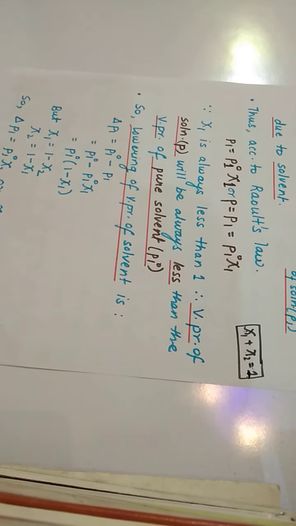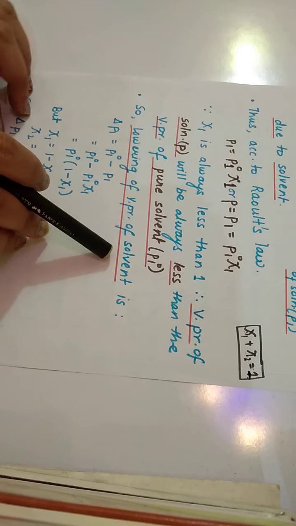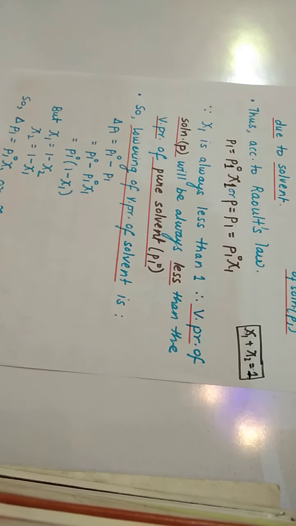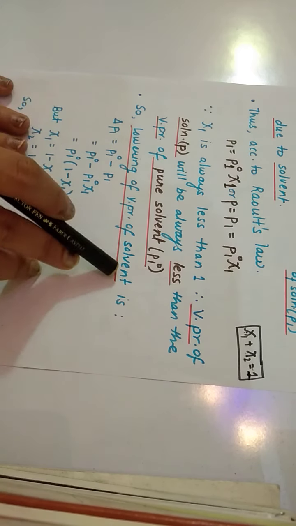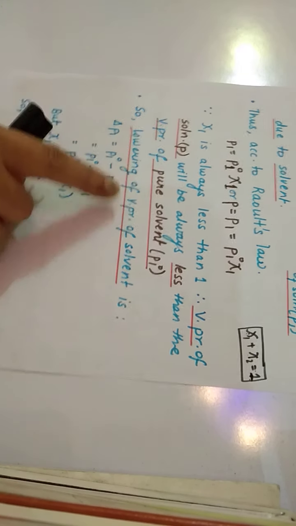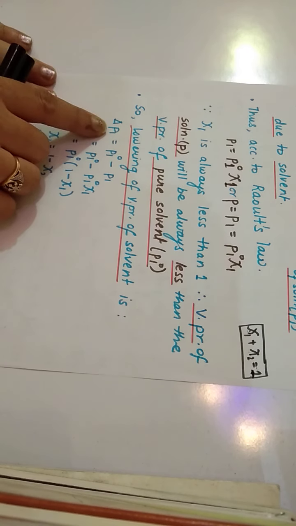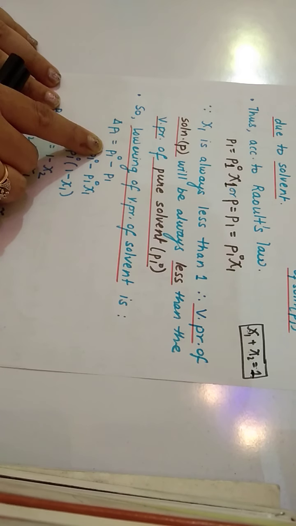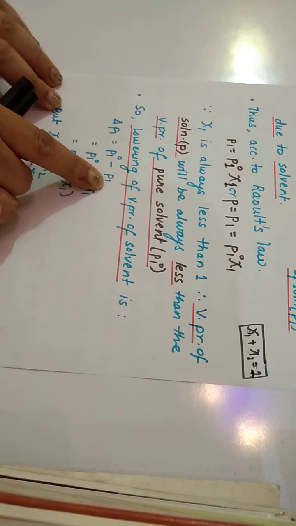So the lowering of vapor pressure of solvent, कितना वेपर प्रेशर सॉल्वेंट का कम हुआ है. लोवरिंग ऑफ वेपर प्रेशर ऑफ अ सॉल्वेंट, सॉल्वेंट के वेपर प्रेशर में जो कमी आई है उसको हम क्या कहते हैं, कमी आई है यानी चेंज आया है. Delta P1 is equal to P1 naught minus P1.